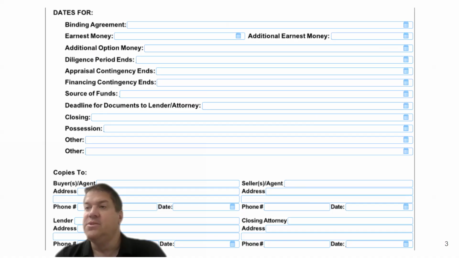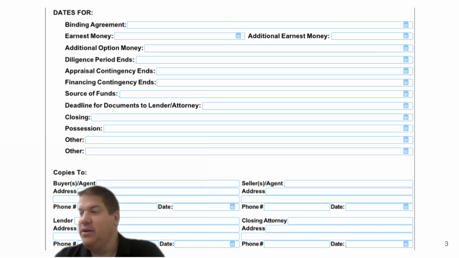Now, here's the question. If I fill this out and I say that due diligence was March the 25th, does that make, I mean, binding agreement date was March the 25th. Does that make binding agreement date March the 25th? No. This is just a record of what the contract says.